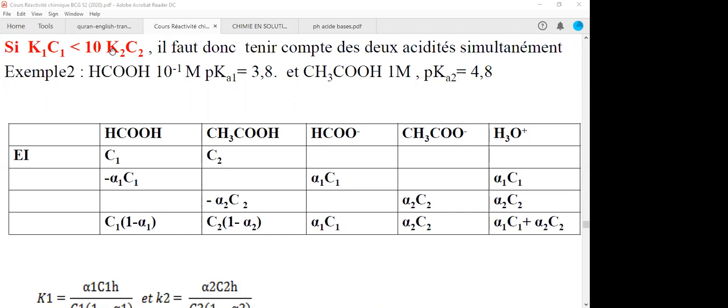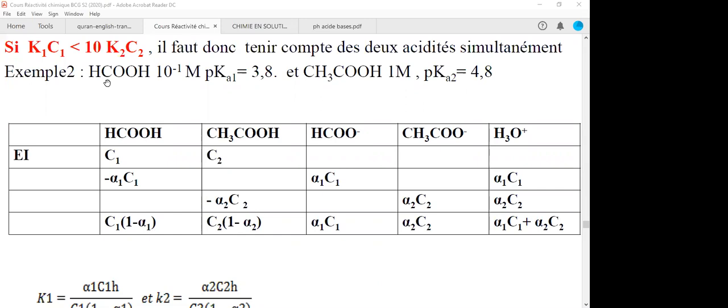If this condition is verified, meaning that both acids are going to take part in influencing the pH, it means that we need to take into consideration the concentration of both acids.